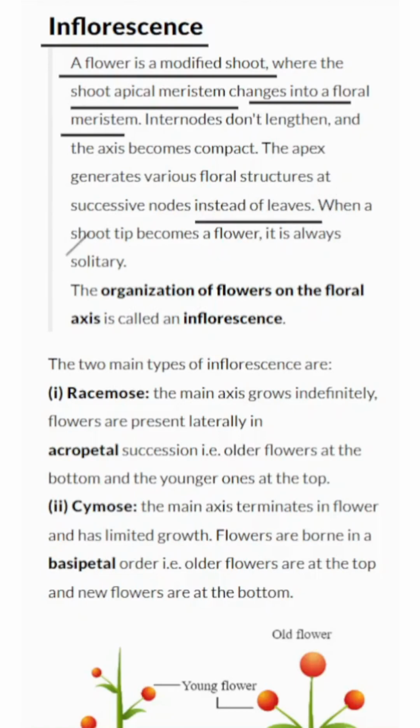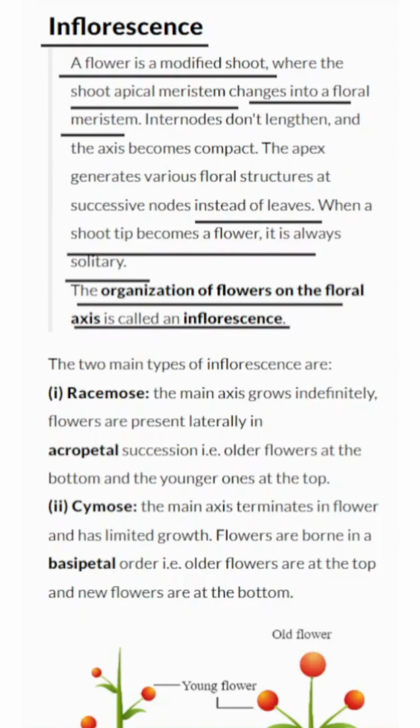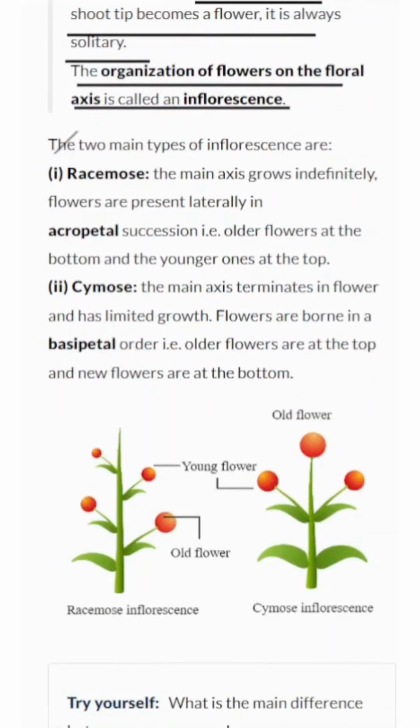It always stands alone. Now, let's talk about how flowers are organized on the floral axis, the structure that holds them all together. This arrangement is what we call an inflorescence. The tale of two types, racemose and cymose.